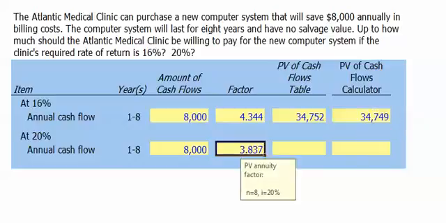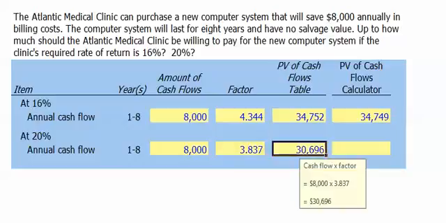3.837. If we multiply this by the $8,000 annual cash flow, we find the present value at 20% interest is only $30,696. Notice, as interest rates go up, the present value decreases.